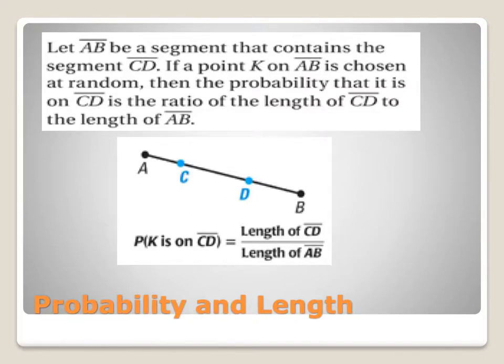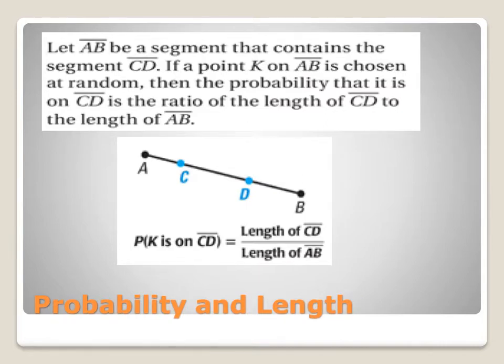Then I would take the length of CD, which you'll be able to figure out, there'll be a numeric value, and put it over the whole length. So that's dealing with length. If I said the same thing, but asked what's the probability that you would pick a point on AC, how does that change your ratio? It would be AB minus CD.